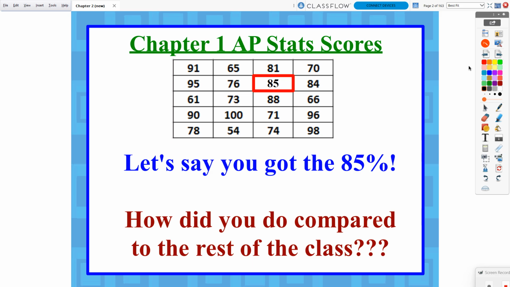Well, you might ask, in Chapter 1 we learned about mean and median, measures of center. So you could ask, well, what was the class average? And then you would know, am I above average, am I below average? But there's a different way that we could also compare your score against other scores.